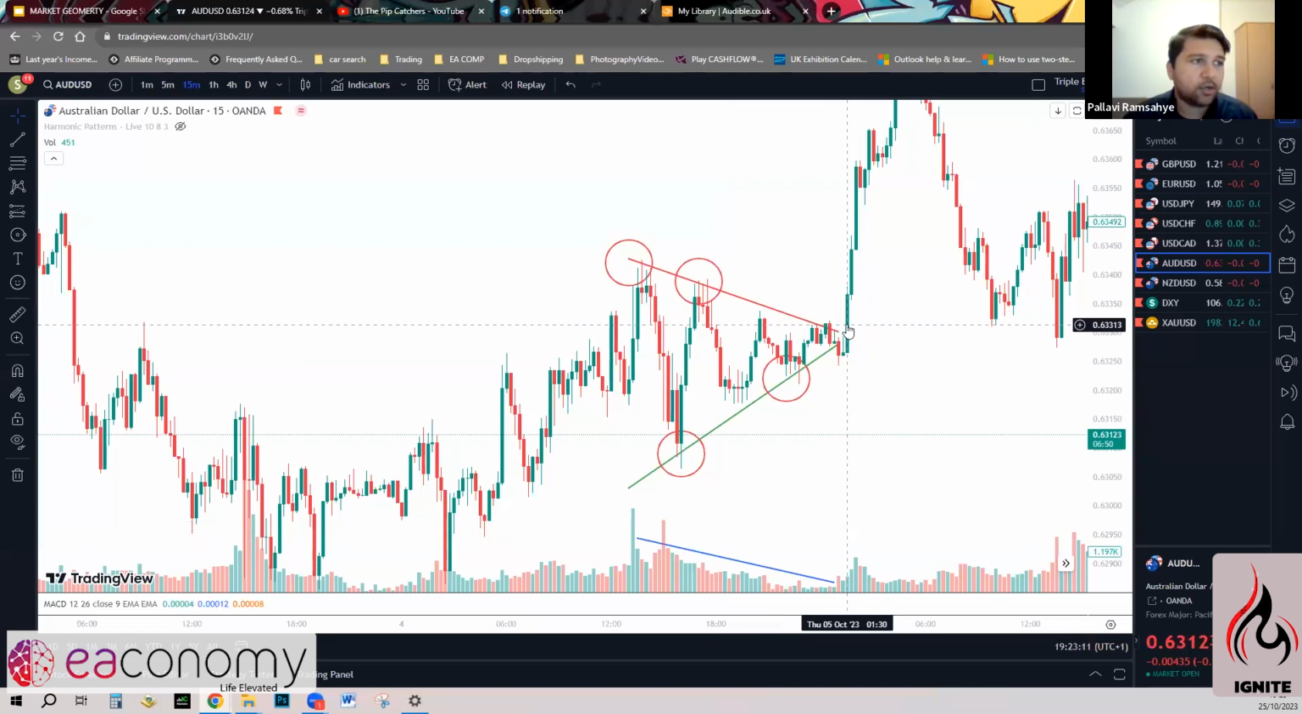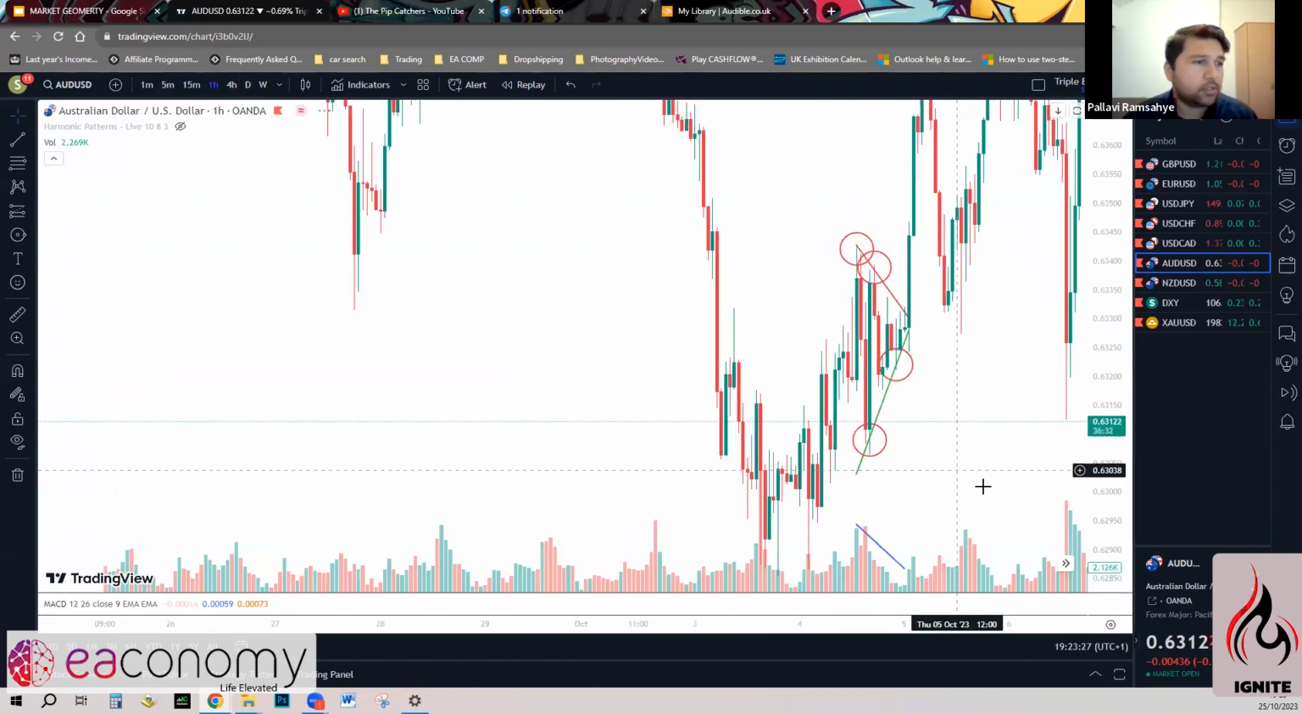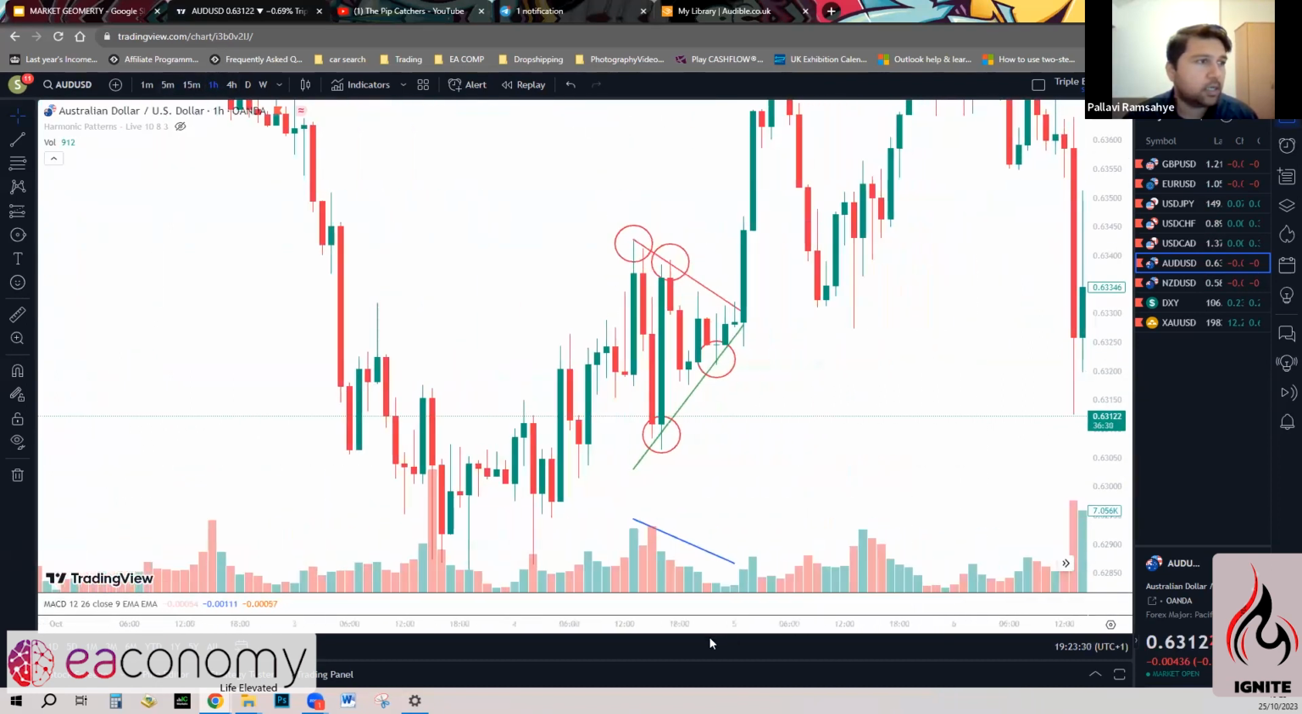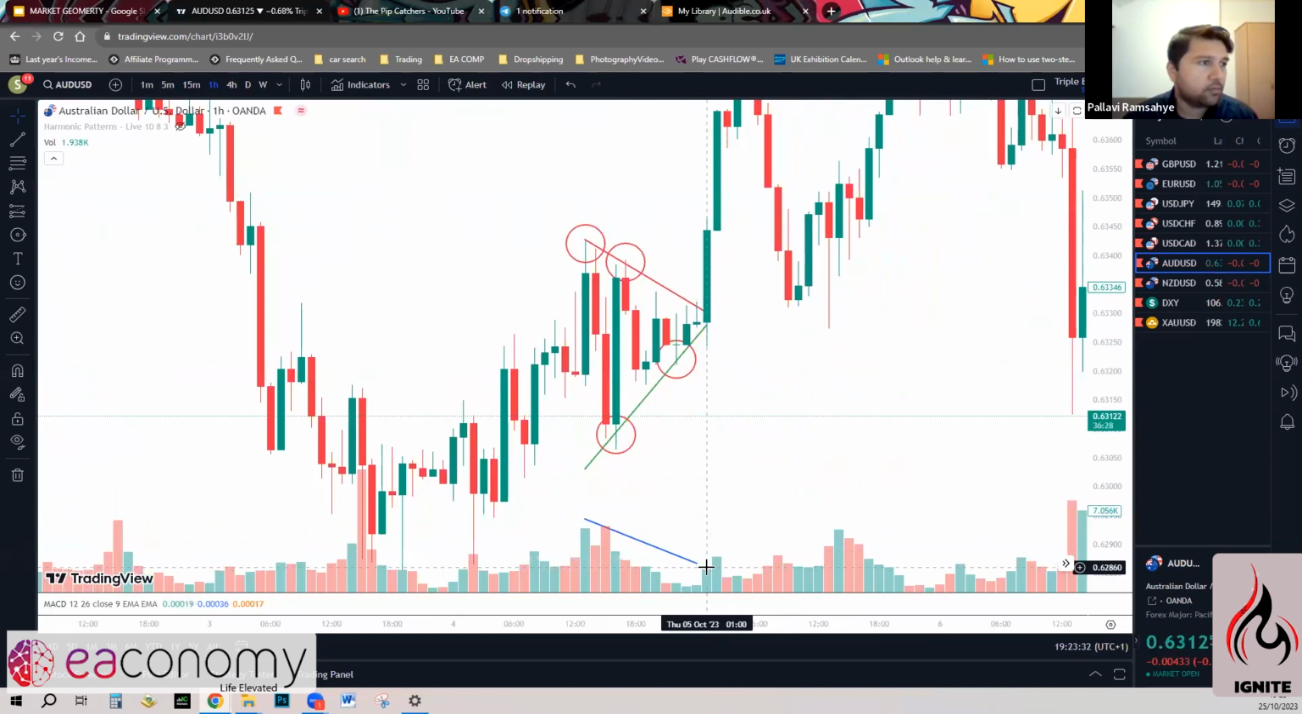But you can enter on the breakout. There is no retest, I don't believe, on this. We are on the 15 minutes, and I do normally look for retests on the 15 minutes or the 5 minutes. You can drop it down to the 1 minute as well. But for the breakout itself, let's have a look at the 1 hour and see if there is a bit more of a spike in the volume.